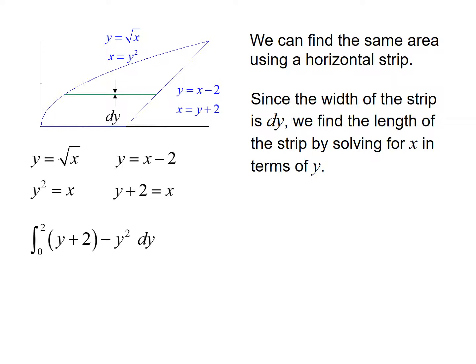So the integral now, since our thickness is dy, everything is in terms of y. So our limits of integration are y values. So y goes from 0 to 2. And rather than doing the integral of the top curve minus the bottom curve, it's the integral of the outer curve minus the inner curve. So that would be y plus 2 minus y squared.